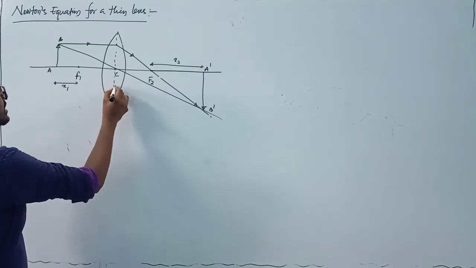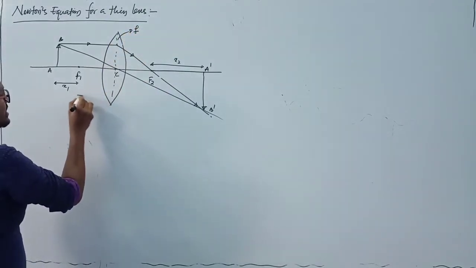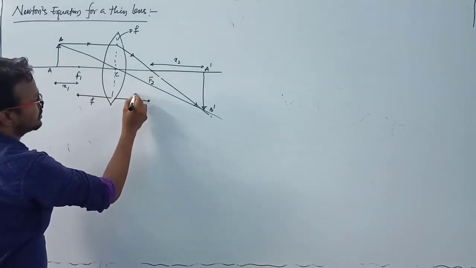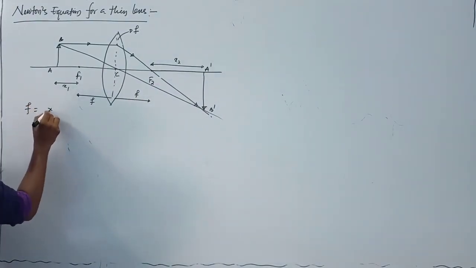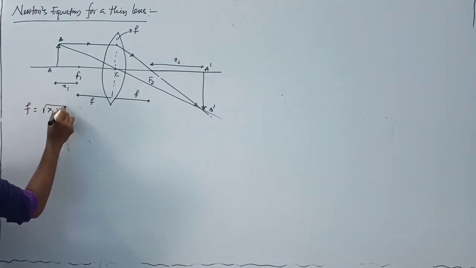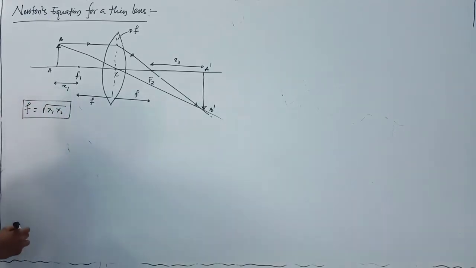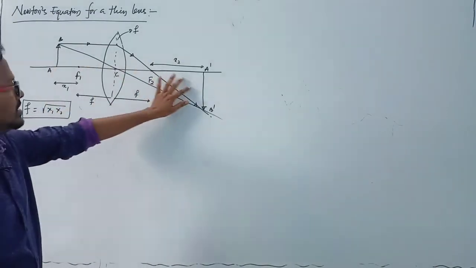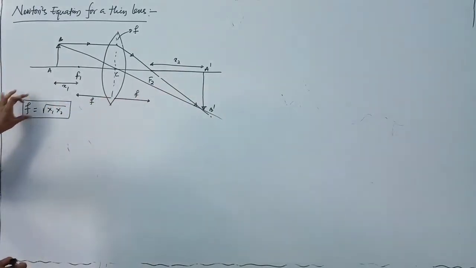If the focal length of this lens is f, that means this distance is f, and here this distance is also f. So you have to derive a relation, that is f equals the square root of x1 x2. This equation is known as Newton's equation. By using the object distance and image distance from the first focus and second focus, we can directly calculate the focal length of the lens. Clear? By using this formula.